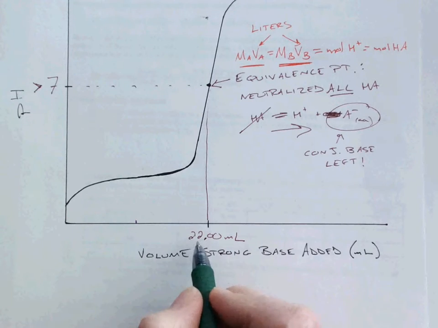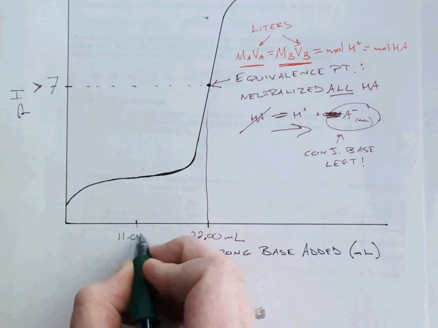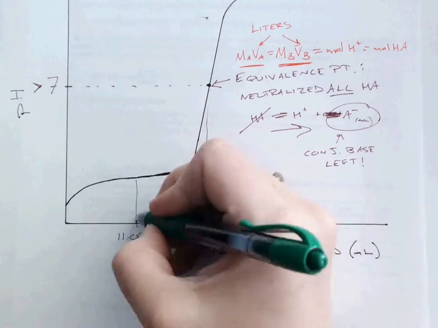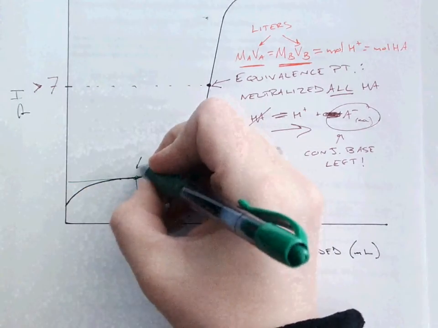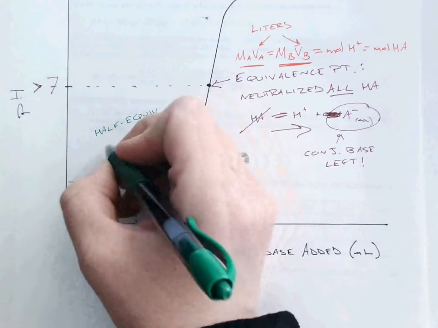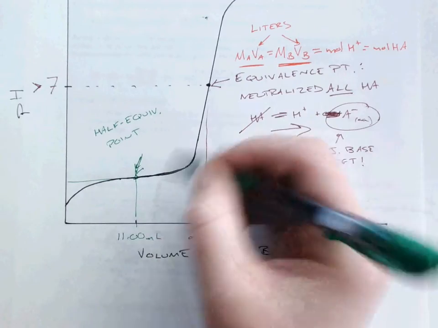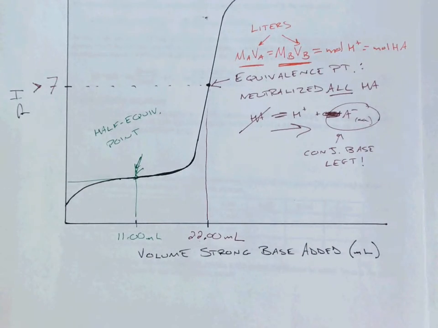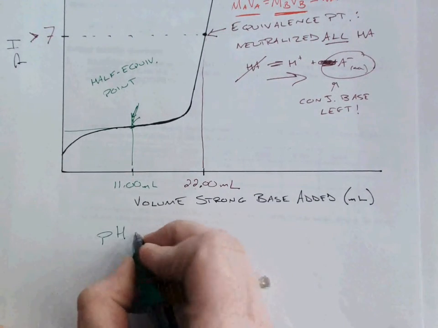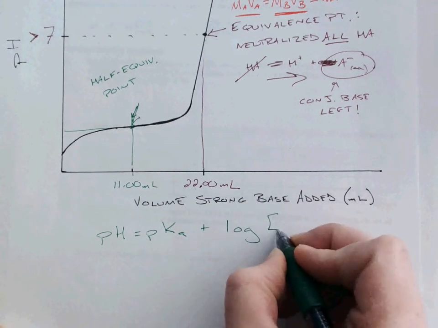And to get the half equivalence point, you take half of this volume to find it. So this would be like 11 milliliters. After I've added 11 milliliters of strong base, I will be at the half equivalence point. I am not neutralized here. I cannot use my titration equation because I have not perfectly neutralized it, but I can use my Henderson-Hasselbalch equation. Well, I can always use the Henderson-Hasselbalch equation, but right now I can use it in a very easy way.